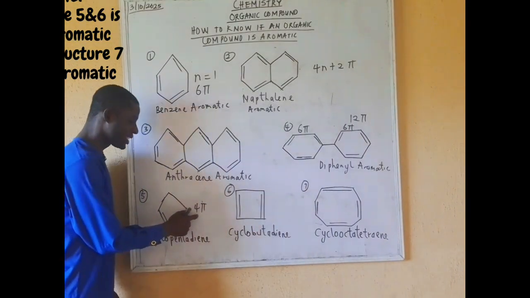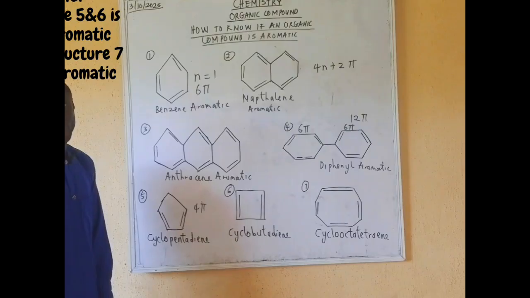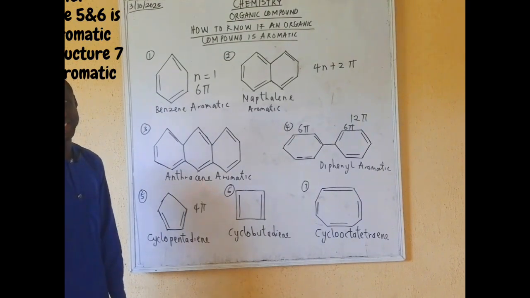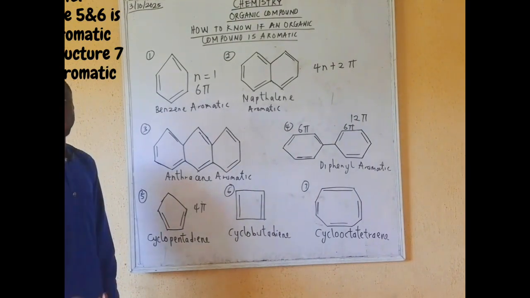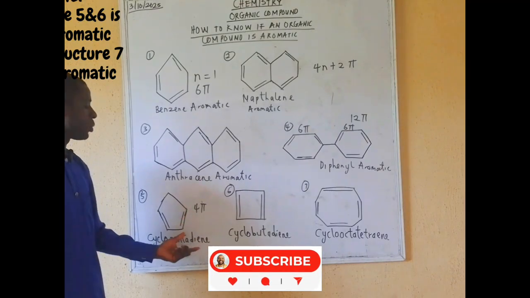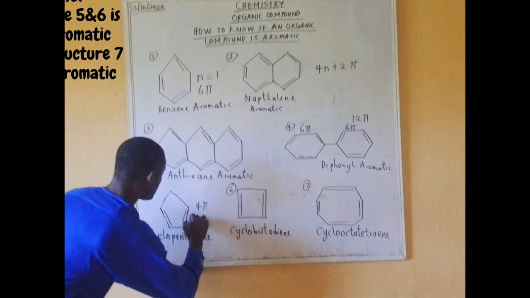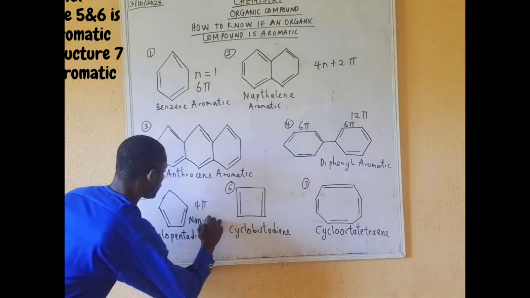Since it's 4 pi, it is not going to be aromatic, because it does not obey Hückel, even though it's cyclic. So all the rules must be obeyed. Even though it has all other properties, it does not obey Hückel, so it is still non-aromatic.